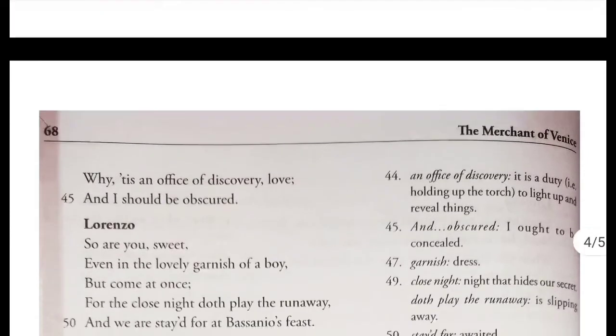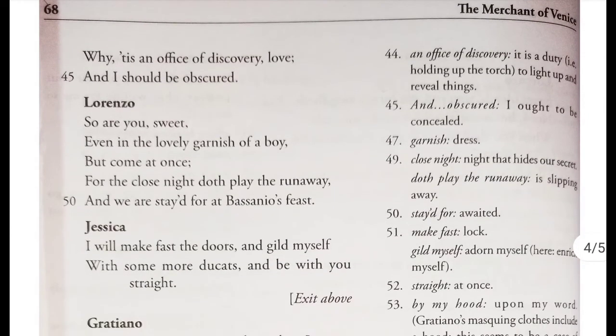Now we move to page 68, and she continues, why, 'tis an offense, office of discovery, love, and I should be obscured. Why, it is a duty to light up and reveal things, office of discovery. If I hold a torch, then it is my job as a torch bearer to light up everything. But then I should not be revealed. In fact, I should be concealed.